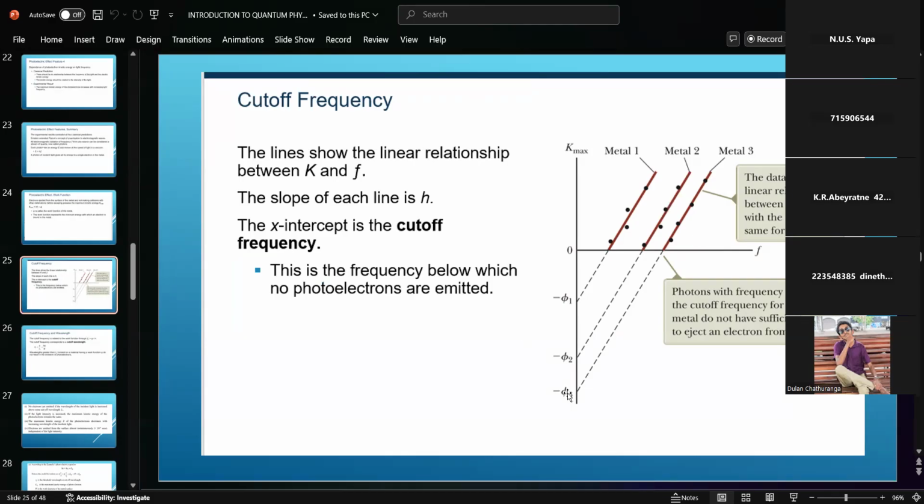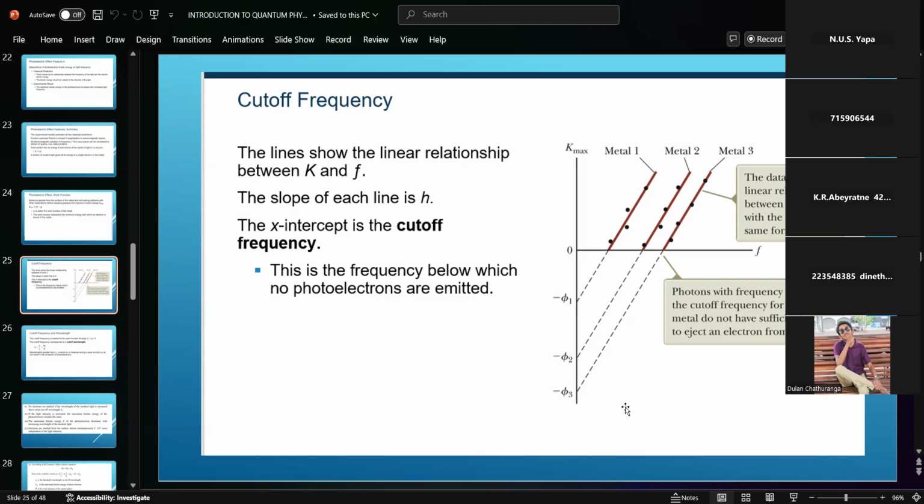The x-intercept we call the cutoff frequency. What is the cutoff frequency? On the x-axis, the maximum kinetic energy goes to 0. That point is the cutoff frequency, right? From the intercept on the x-axis, we can find the cutoff frequency for metal 1, metal 2, and metal 3 like this. And also you can find the work functions, phi 1, phi 2, and phi 3, from the intercept on the y-axis, right? If they give some graphs, you have to answer these questions. What is the cutoff frequency? What is the Planck constant?